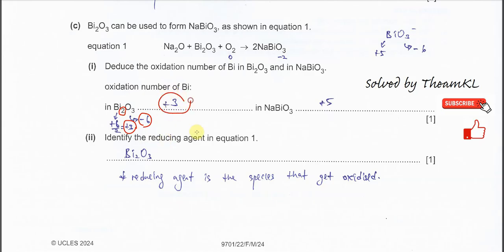So it's positive 3. In this compound, actually the ion has a negative charge. So we just use this BiO3 negative. So the oxygens, there are 3 oxygens there. So it's negative 6. Overall charge is negative 1. So the bismuth must be positive 5. So therefore, the oxidation number of bismuth in this compound is positive 5.